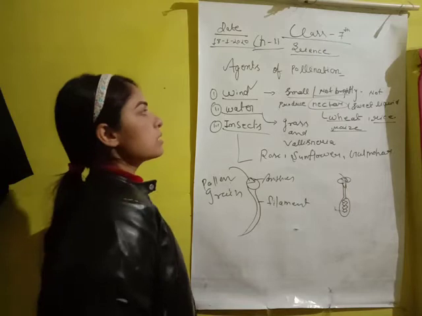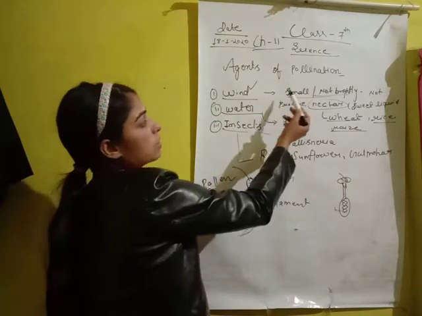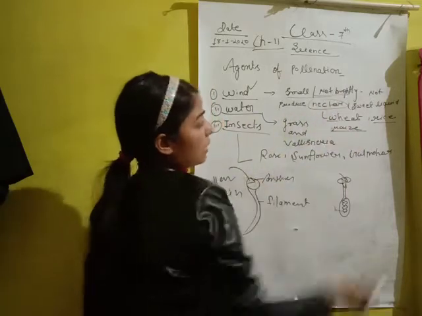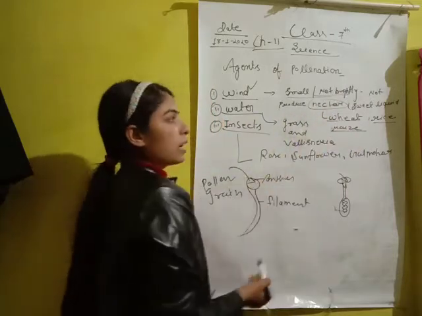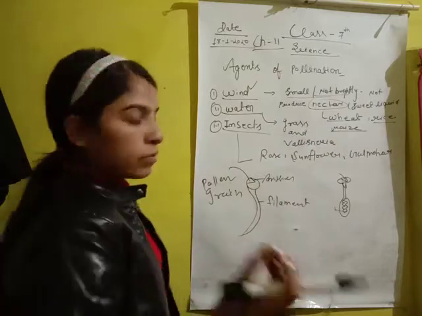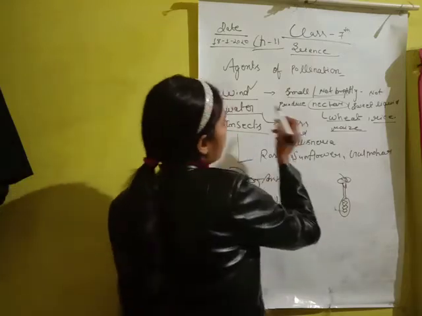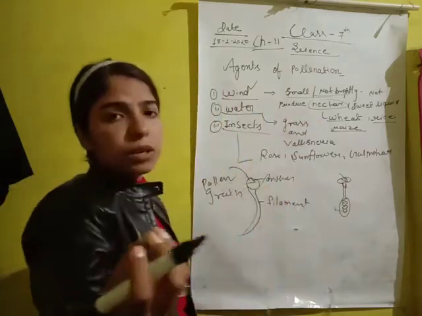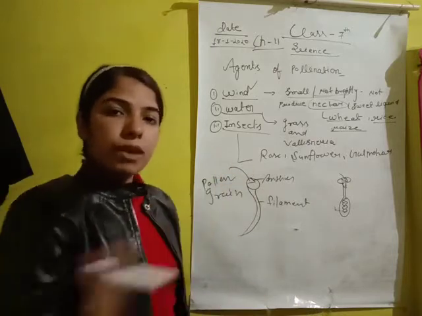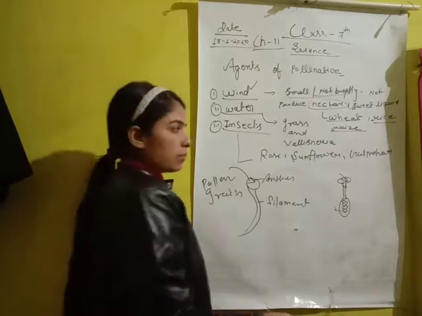So students, this pollination occurs with the help of wind in flowers which are small, not bright, and generally produce nectar. What is nectar? Nectar is a sweet liquid which is secreted by the flower. The pollen grain of a flower is blown by the wind and goes to the stigma of another plant's flower.